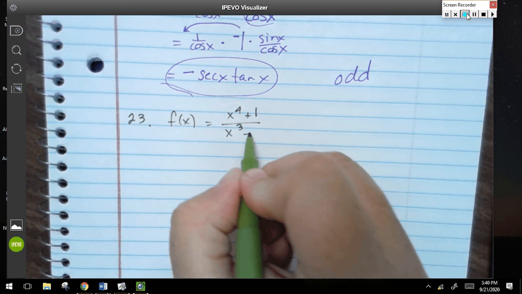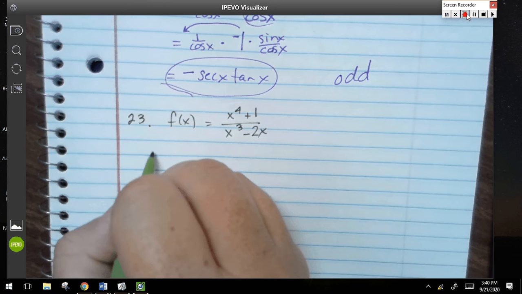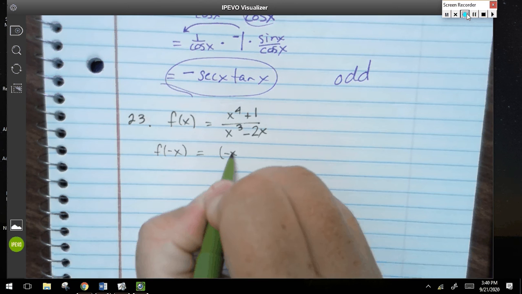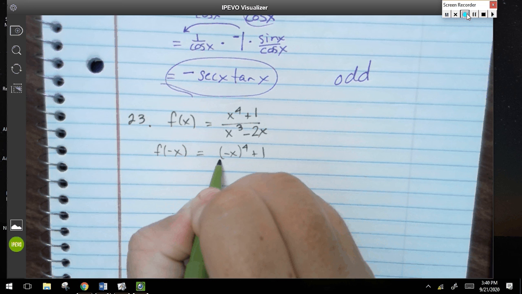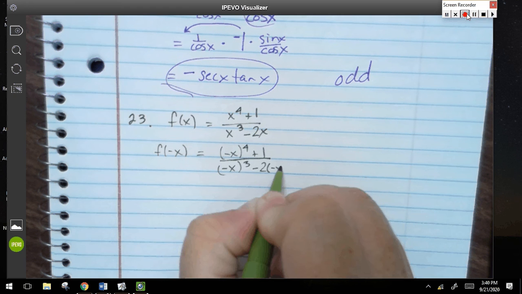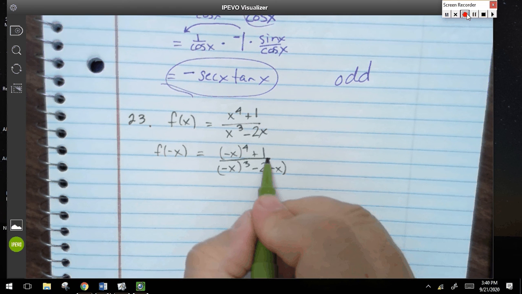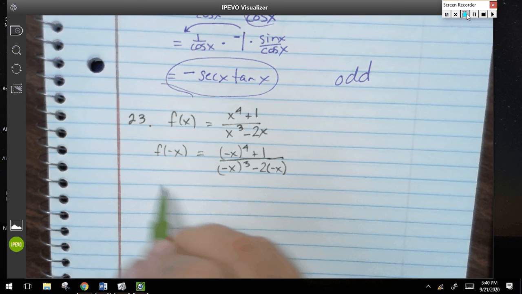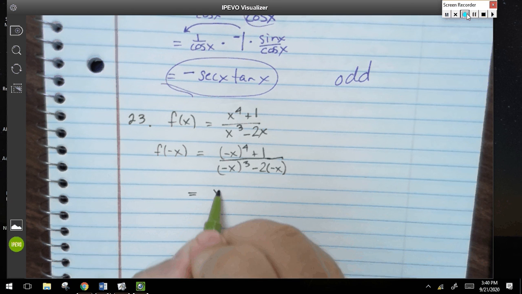Anything with an even power, of course, is going to be positive. This 1 over, think about this. If I have negative x cubed, think about this being negative 1 times x, both of them being to the third. I would end up with negative 1x to the third, which is negative x to the third, right? So negative x to the third plus 2x.